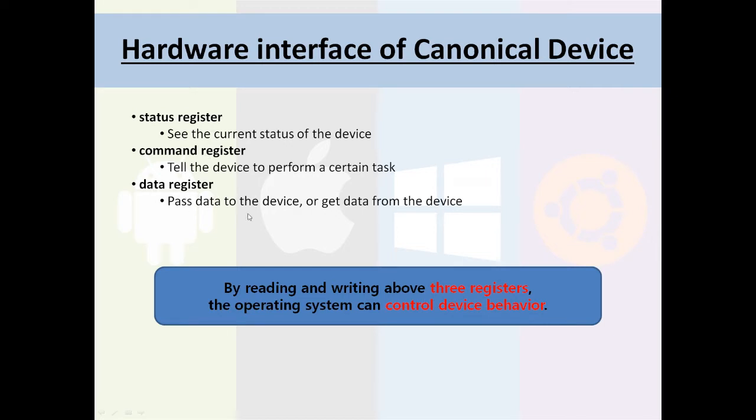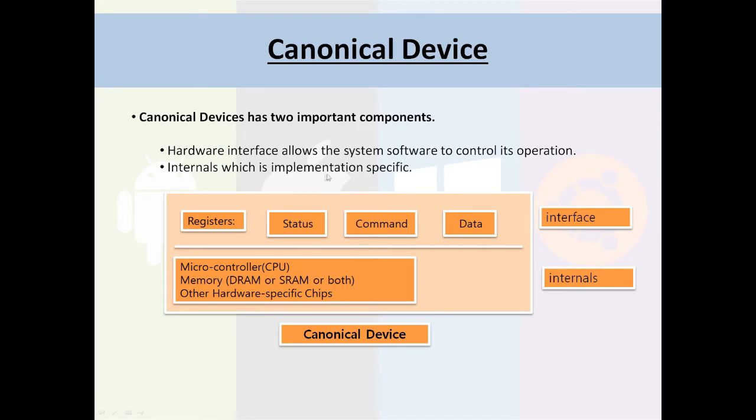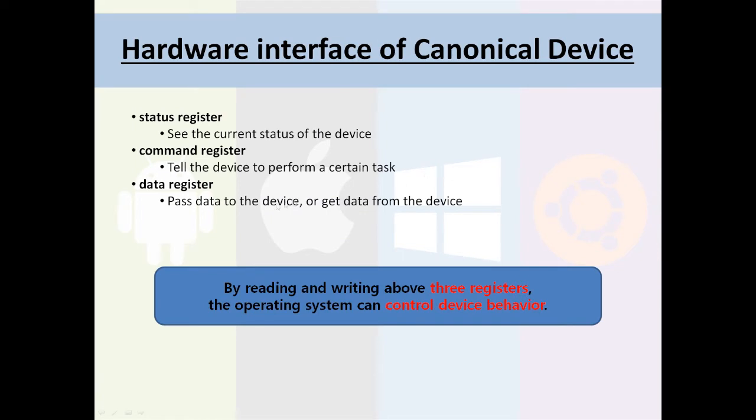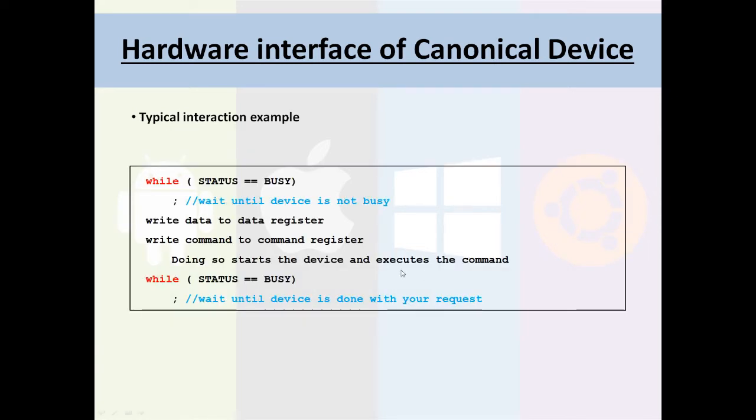So once again, if you remember, what is our hardware interface? Well, it's basically what we use to control its operation. So that's what I'm basically referencing here. Now, a typical example of this is what you can see here, utilizing that status. While the status is busy, then you'll wait. So let us describe this typical interaction in a little bit more detail.